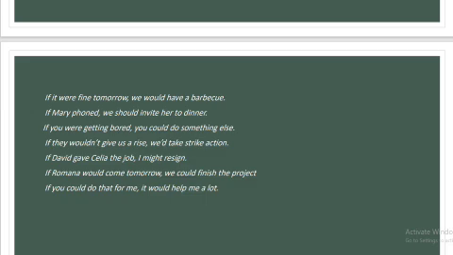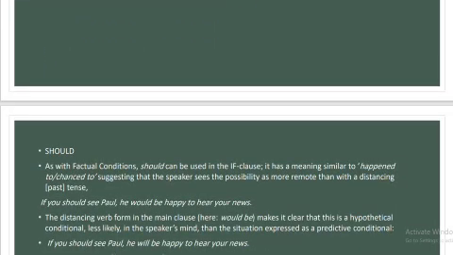If they wouldn't give us a raise, we'd take strike action. If David gave Celia the job, I might resign. If Romana would come tomorrow, we could finish the project, and if you could do that for me, it would help me a lot. Okay, go to the next slide.